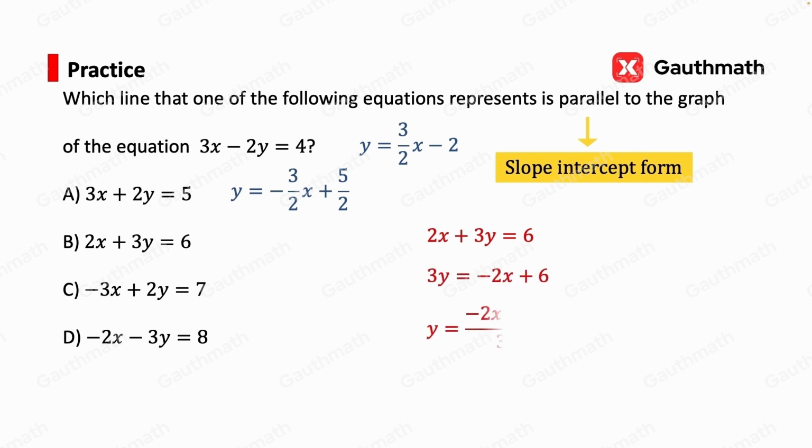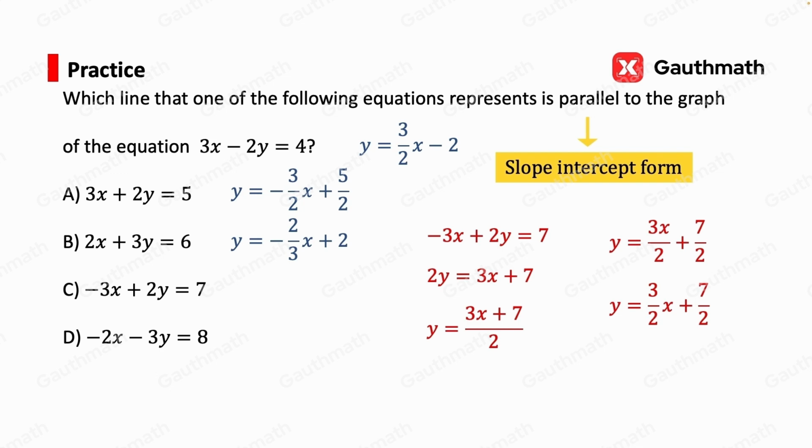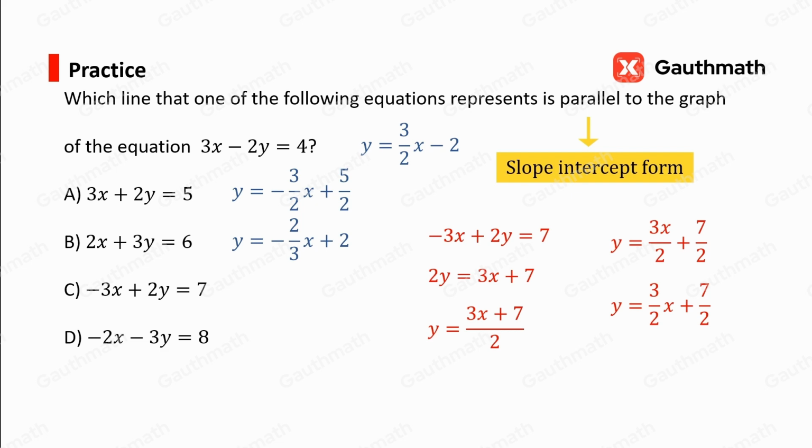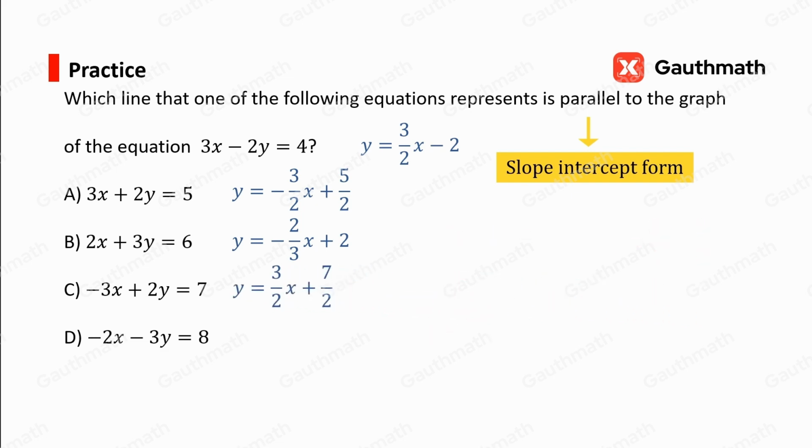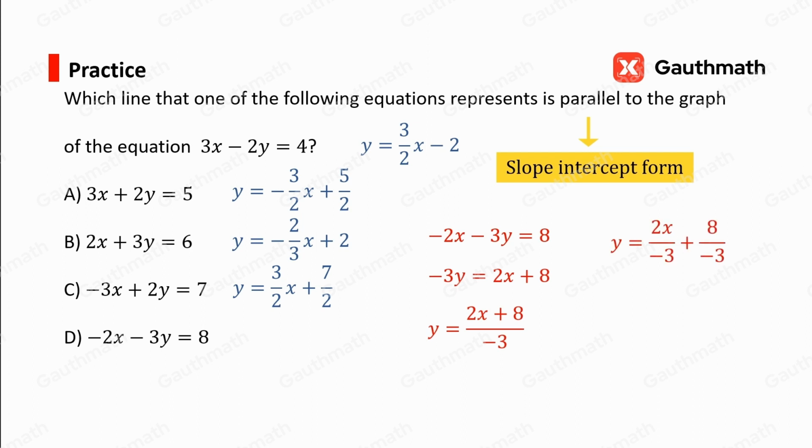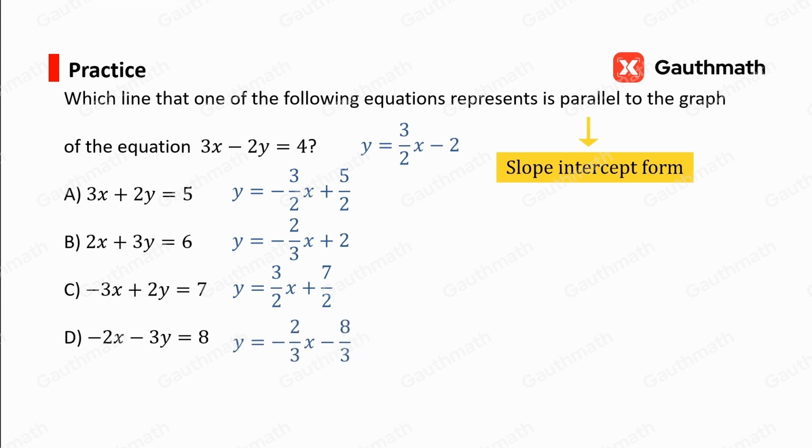For B, do the same thing. Solving for y, the slope of B is -2/3. Not even close. Let's check C. Solving for y, the slope of C is +3/2. That's exactly the same as the given line. So C should be the correct answer. But to make sure, let's still check D as well. We solve for y and find the slope of the line in D is -2/3, which is different from the slope of the given line. So the correct answer should be C.